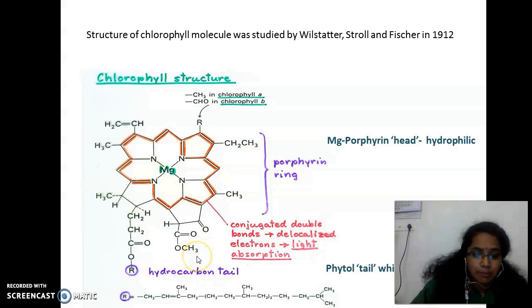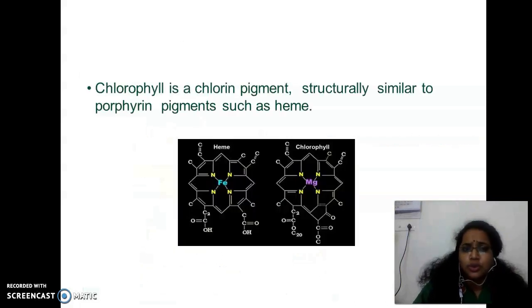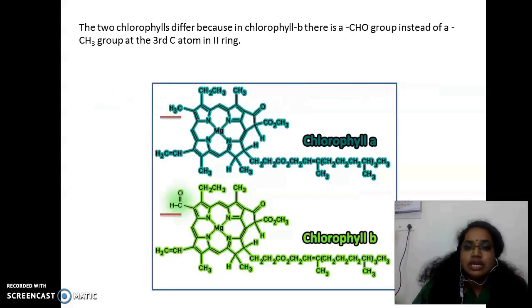Okay, so this magnesium porphyrin head is hydrophilic and the phytol chain is lipophilic. Hydrophilic means water loving and lipophilic means lipid loving. This hydrocarbon tail is 20 carbons in length and is attached to the 4th pyrrole ring of the chlorophyll pigment. So chlorophyll is a chlorin pigment structurally similar to porphyrin pigments such as heme. In heme, the central atom is iron, and in chlorophyll, the central atom is magnesium. It is structurally similar to heme.